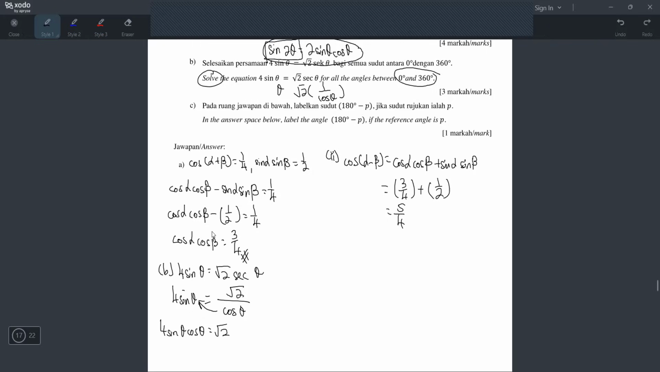So how can I make it like that? I divide by 2, the whole thing I divide by 2. It means this one will become 2 sine theta cos theta, and then this one becomes square root 2 over 2. Sorry, square root 2 divided by 2. It means the whole thing I divide by 2.